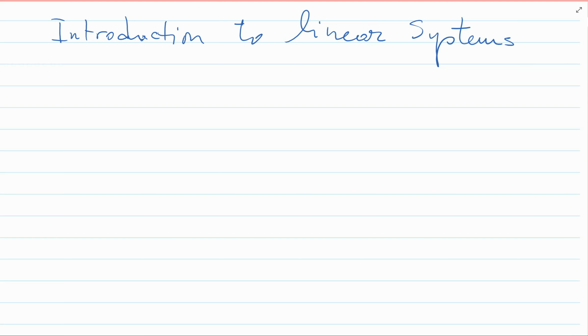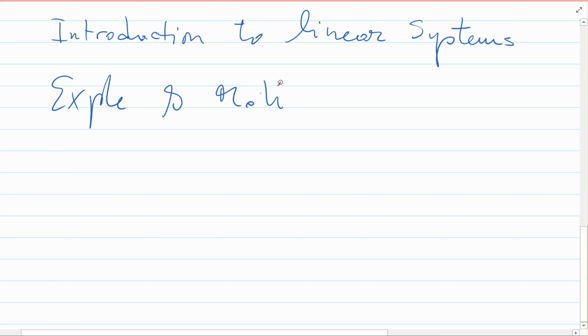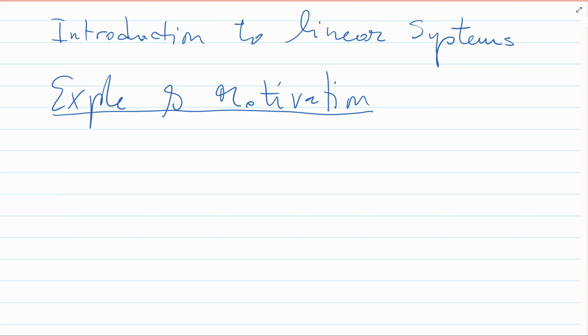So let me start with an example that is inspired from economics. Example and motivation. I wanted to have it from economics to give you an idea that it's not about pure math. These linear systems you can see in different areas.